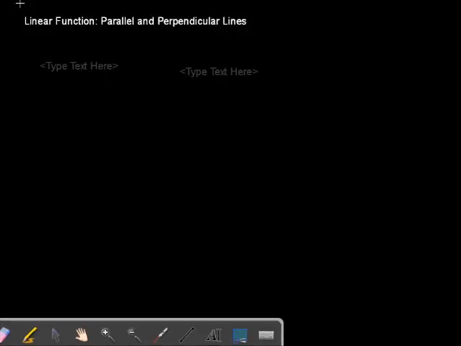We're going to learn about linear functions with parallel and perpendicular lines. So if we had two lines, we'll say line 1 is a function of x, which equals m1 x plus b, and then line 2 is the function of x, which equals m2x plus b. And again, in the equation of a line, m stands for your slope.